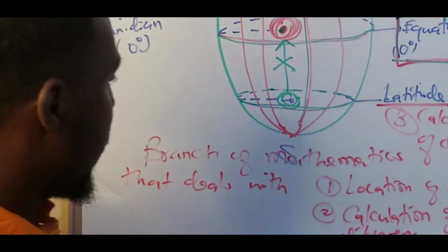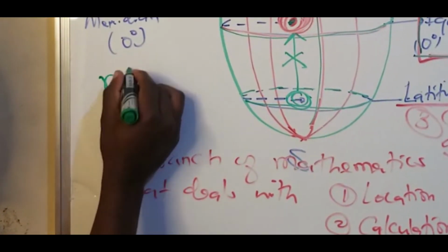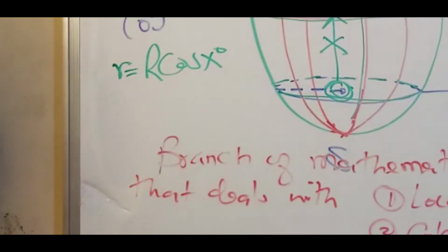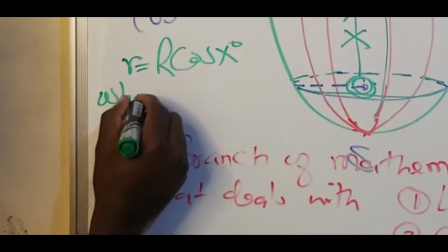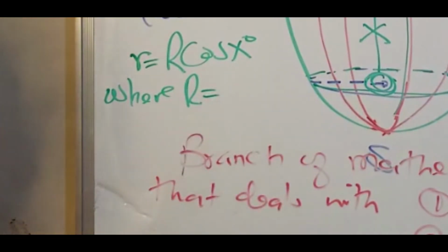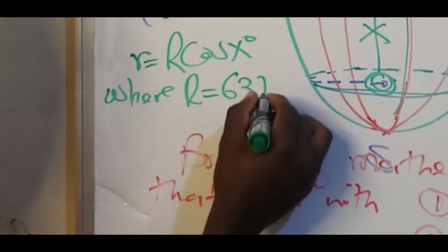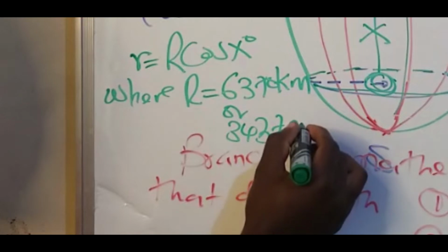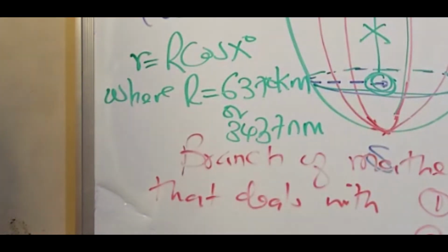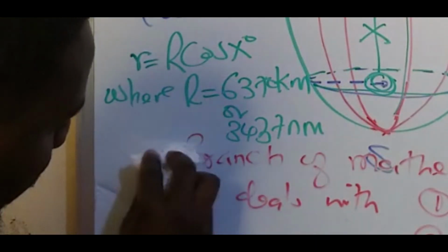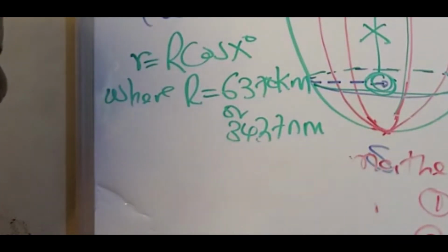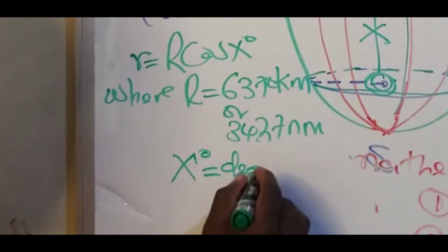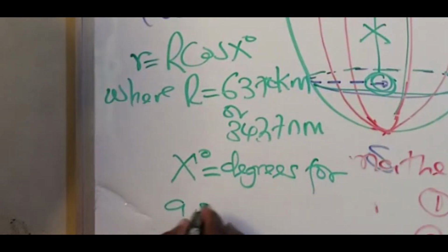Due to that reason, their radius will be given by r is equal to R cos x degrees, where R is the radius of the Earth, which is 6,370 kilometers, or 3,437 nautical miles, and x degrees is the degrees for a specific latitude.